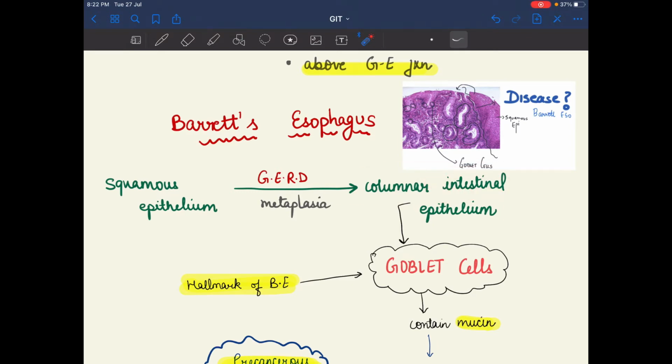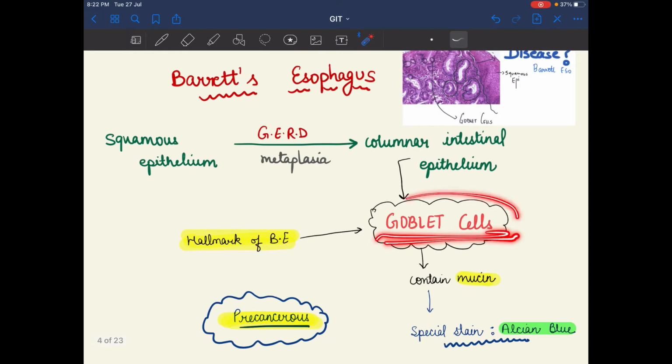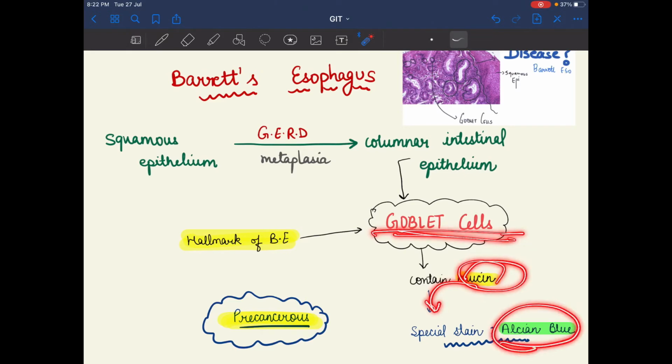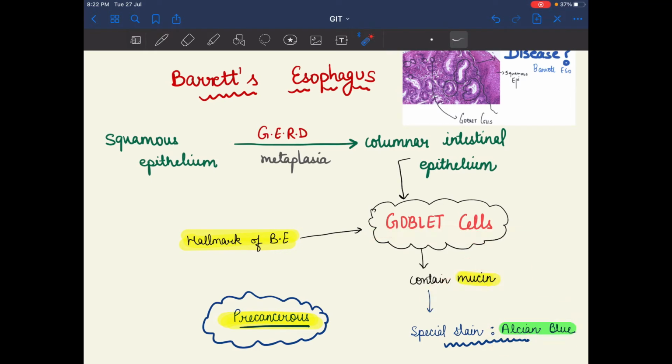In the intestine, as we all know, goblet cells are present. So here also in the esophagus, if columnar intestinal epithelium is present, it means goblet cells are present, and goblet cells contain mucin, and this is the hallmark of Barrett esophagus. So the hallmark for Barrett esophagus is the presence of goblet cells, and goblet cells contain mucin, and the special stain is Alcian blue. For mucin the special stain is Alcian blue. And this is about Barrett esophagus.